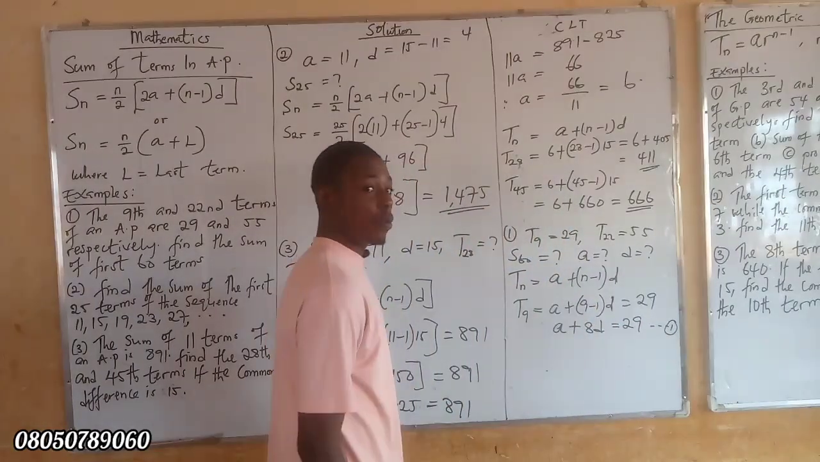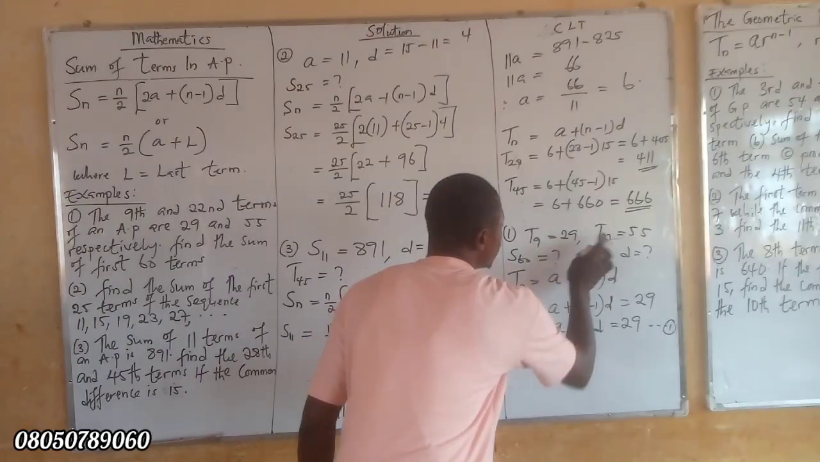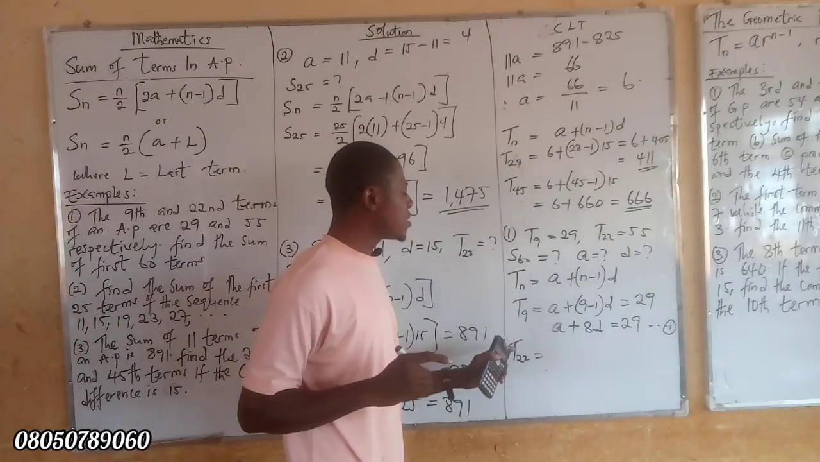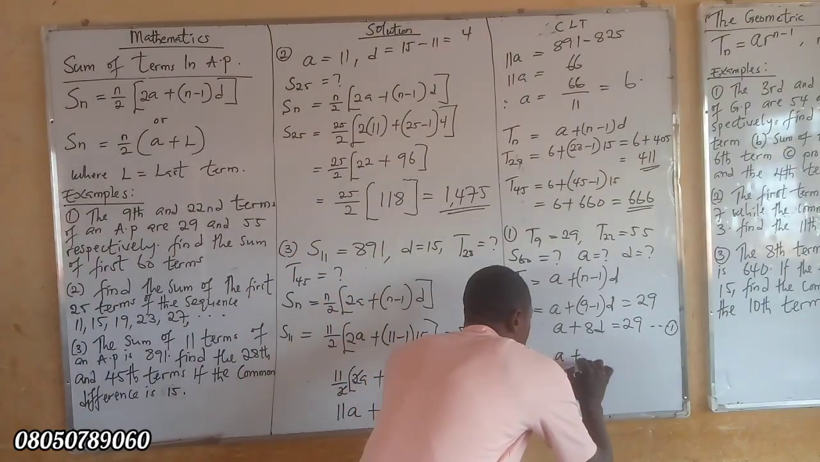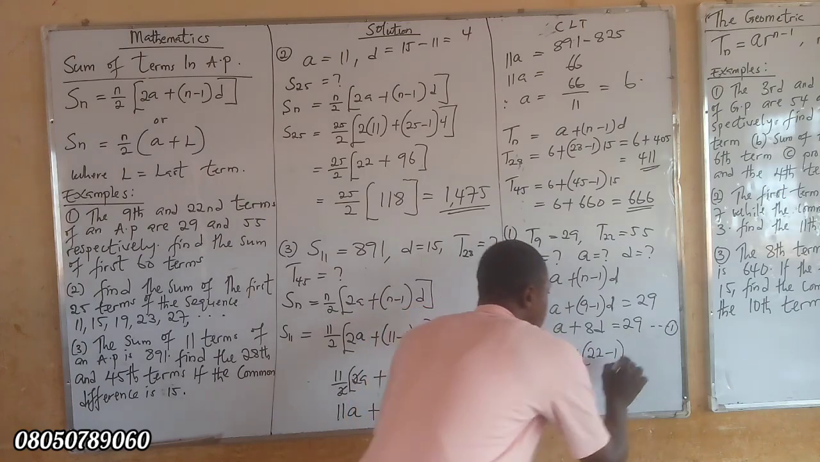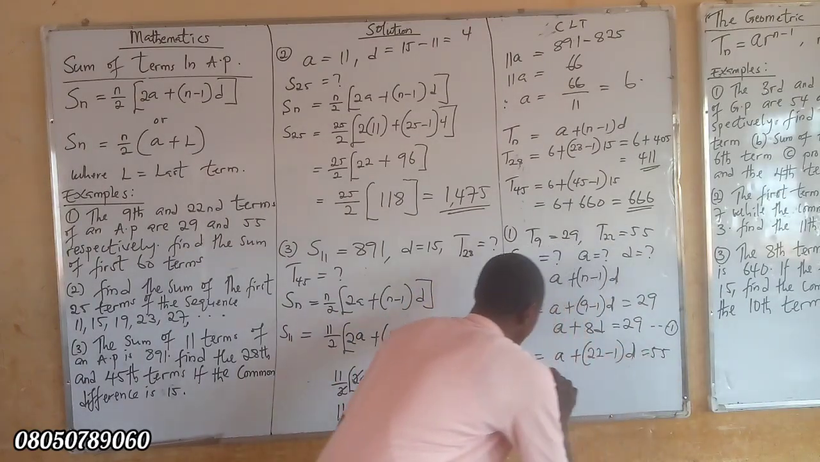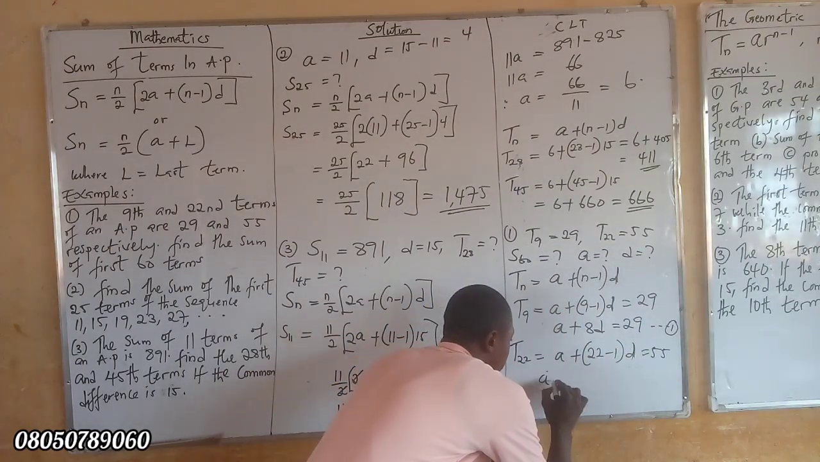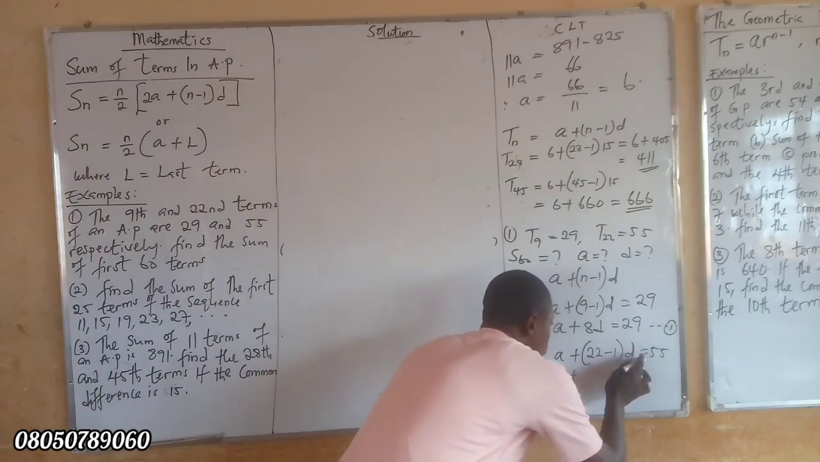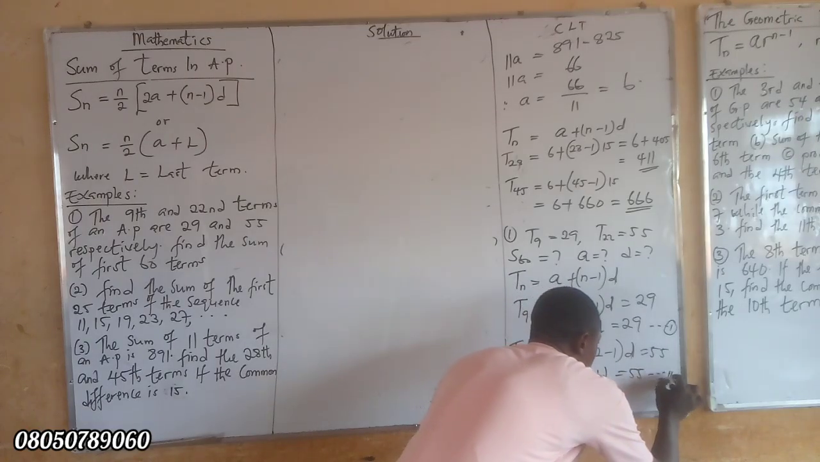Now that we have equation 1, the next thing we are going to do is take our T of 22. T of 22 will be a plus (n minus 1) times d, where n is now 22 this time around. Then T of 22 is given to be 55. So forget about the left hand side now. We have a plus 22 minus 1. 22 minus 1 is 21. 21 times d is 21d, which is equal to 55. This is equation 2.